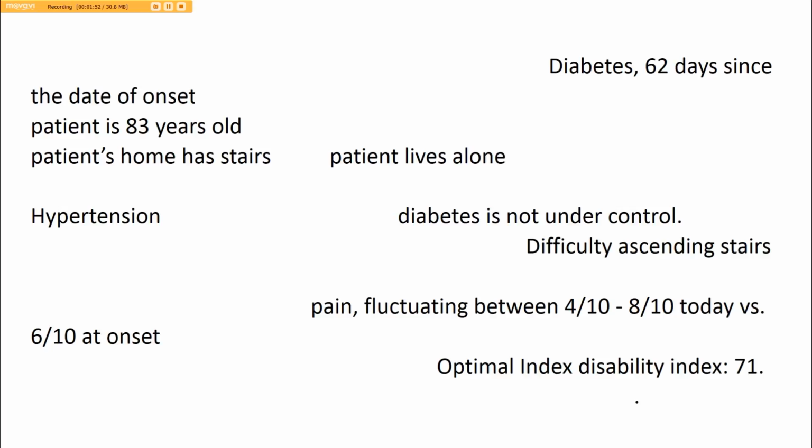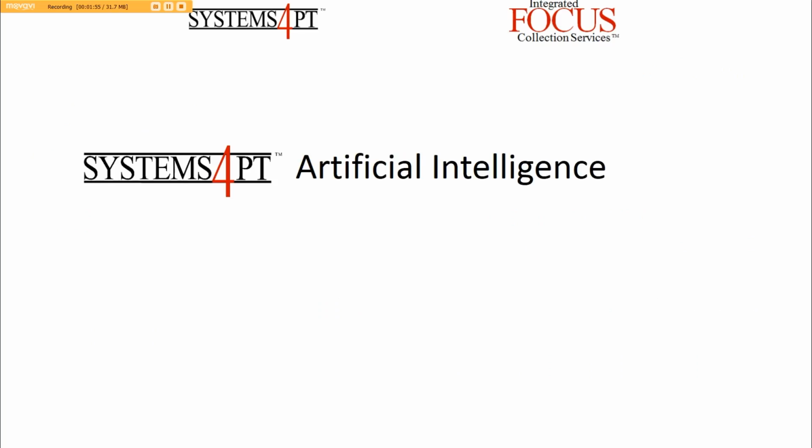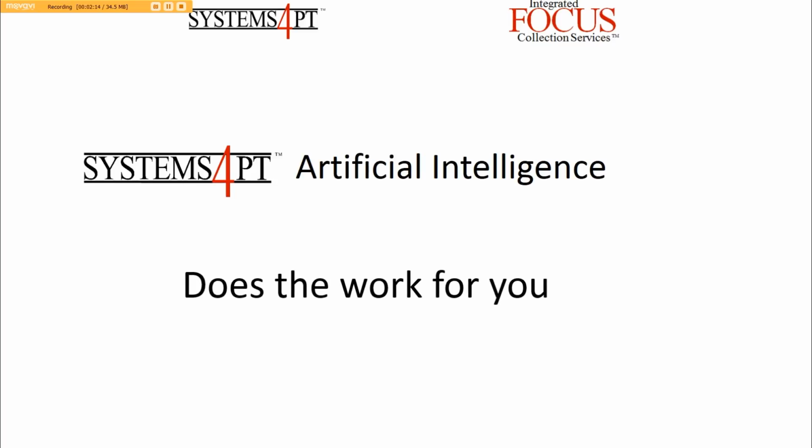Listen, we have a better approach. Systems 4PT's artificial intelligence searches your eval for topics that impact complexities. Artificial intelligence? Listen, it's 2017. Computers can drive cars. Likewise, Systems 4PT is the most intelligent EMR in outpatient rehab. Our artificial intelligence does the work for you, and it cuts your documentation time in half.